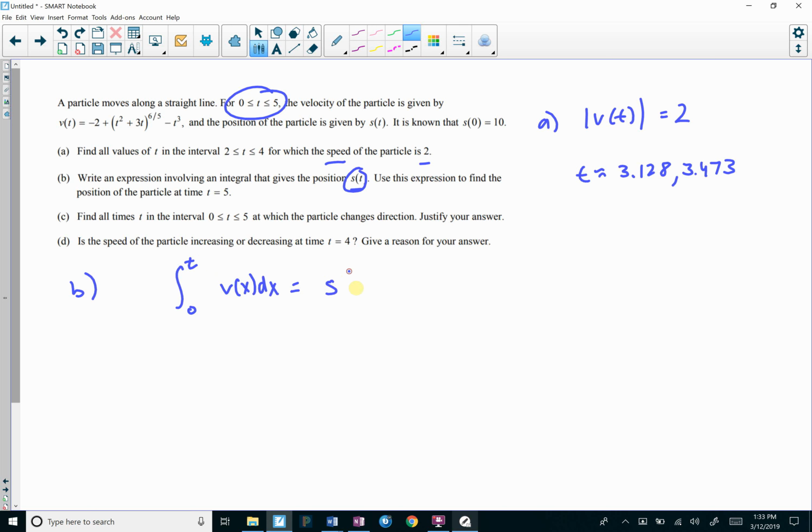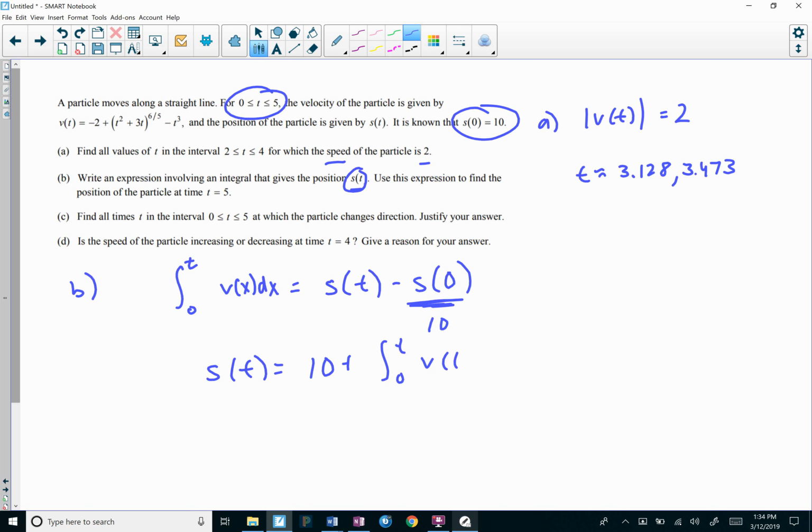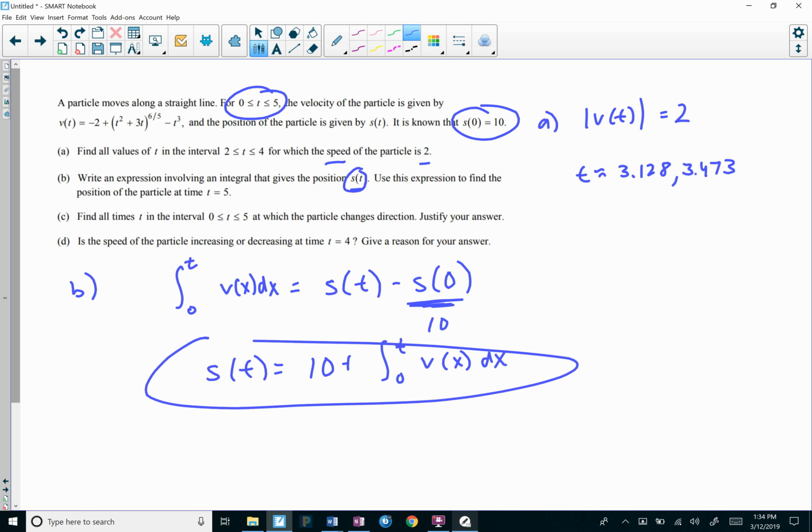Well, that would give me the position evaluated at t, your b, minus the position evaluated at 0. But remember, s of 0, they tell me, is 10. So if I add 10 to the other side, because it's just an equation, 10 plus that integral, I need v of x. Now, you didn't have to use x. You could have used any variable, but t had to be up there. There we go. So there's my expression, my integral. That was only 1 point for that.